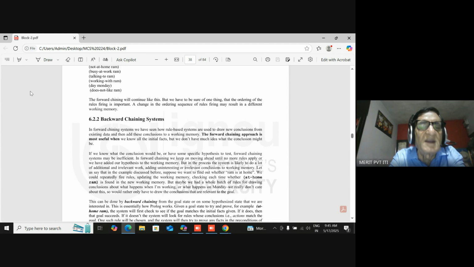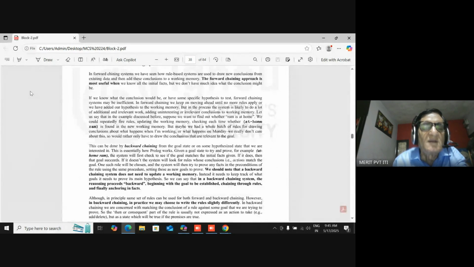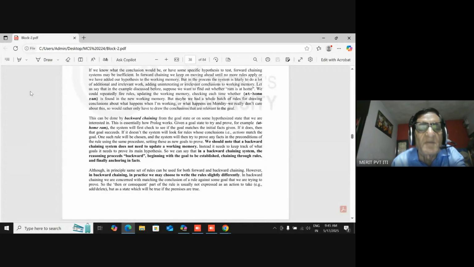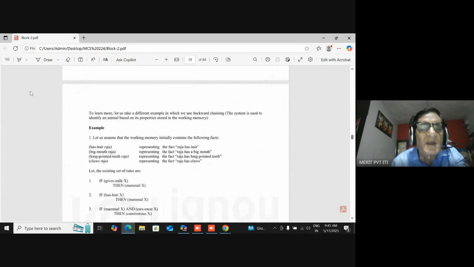The forward chaining will continue like this, but we have to be sure of one thing: the ordering of the firing is important. A change in the ordering sequence of rule firing may result in a different working memory. Similarly, backward chaining comes in here, the approach which is the most useful one.